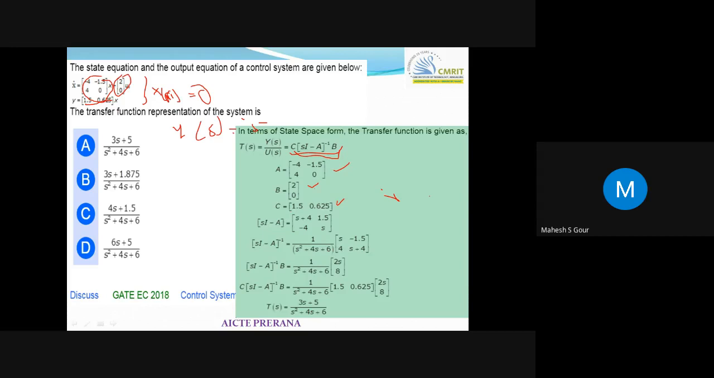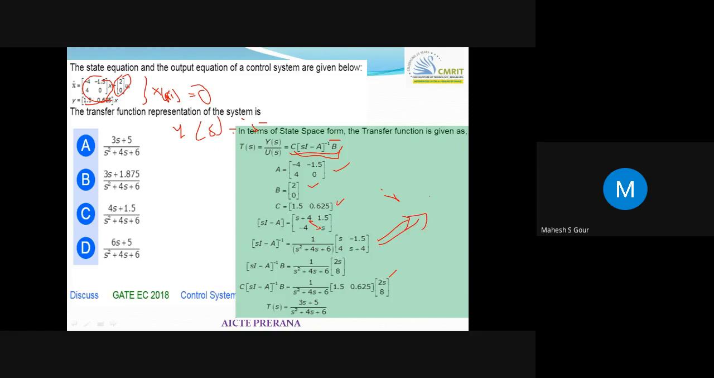When you do sI minus A, you'll be getting s plus 4. Here will be your 1.5. This will be your minus 4, and this will be your s, right? When you take the inverse, you will be getting this, correct? This will get interchanged, and there will be a sign change of this. So you'll be getting this answer.